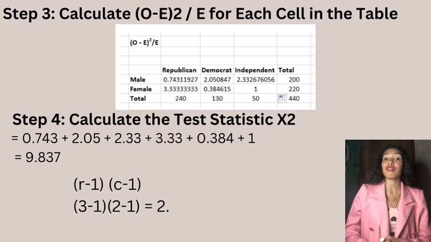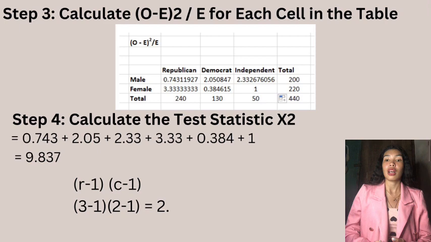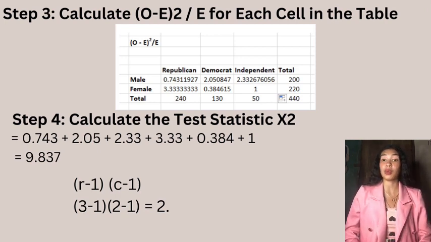So the degrees of freedom in this case are equal to the table's number of rows minus 1 multiplied by the table's number of columns minus 1. So R minus 1 times C minus 1. We have 3 minus 1 times 2 minus 1, and that is equal to 2.